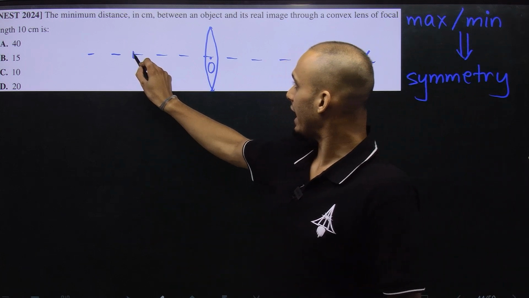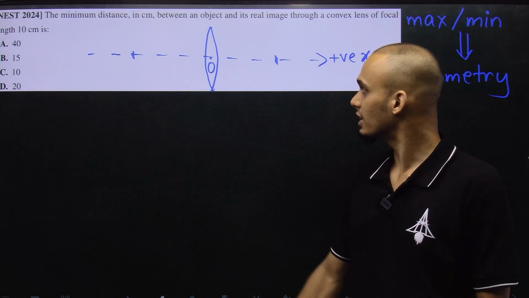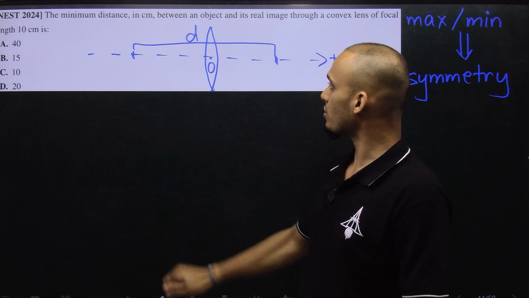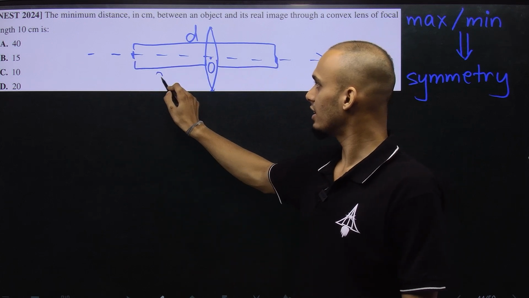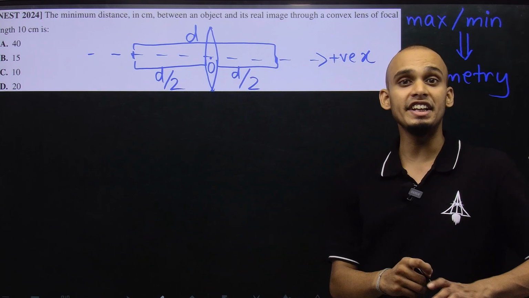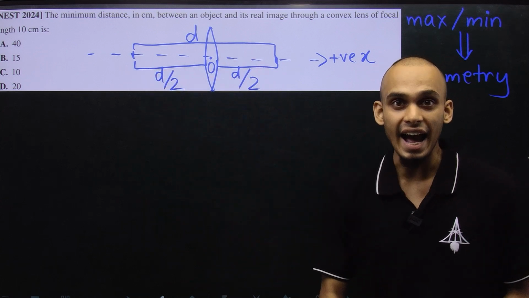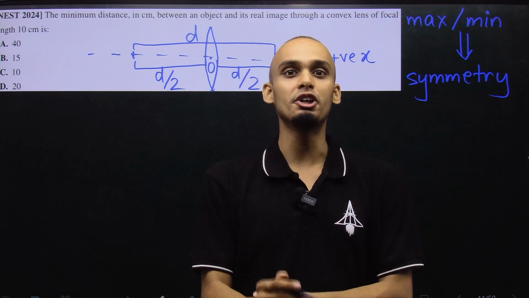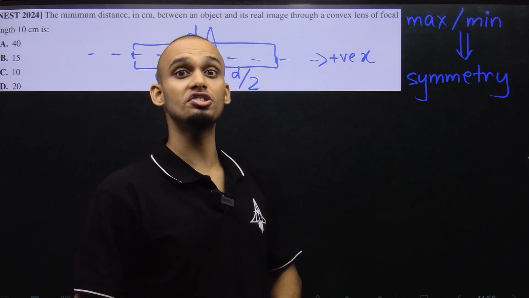Now, object and image have to be equidistant for symmetry to take place. Let's assume that the distance between object and image is d, so that the distance between the object and the lens and between the lens and the image are d by 2 and d by 2. Again, we conveniently take the distance between both the object and image to be d, so that as and when we get the value of d, we immediately have the answer. We don't need to calculate further.